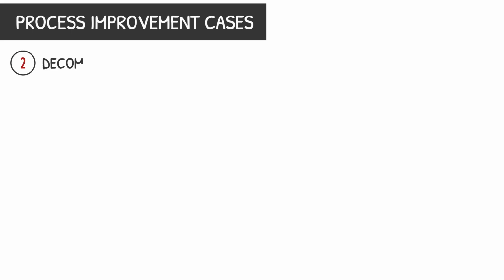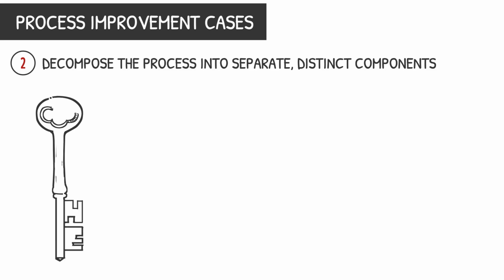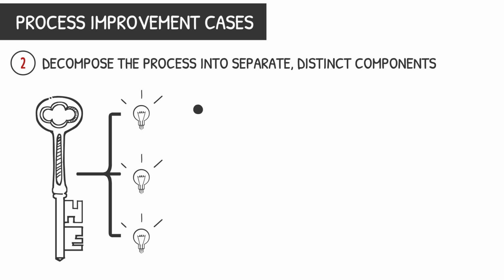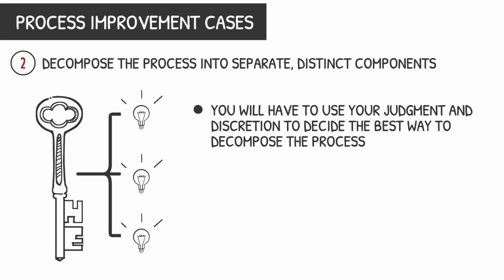Step 2. Decompose the process into separate, distinct components. The second step is to break down the overall process into separate, distinct components. You will have to use your judgment and discretion to decide the best way to decompose the process.